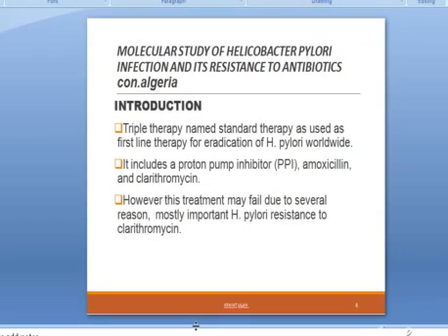Triple therapy, the standard therapy, is used as the first line of treatment for H. pylori worldwide. Triple therapy includes a proton pump inhibitor, amoxicillin, and clarithromycin. However, this treatment may fail due to several reasons. The most important one is H. pylori resistance to clarithromycin.